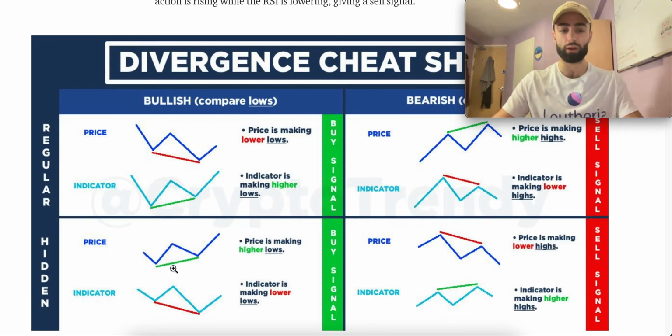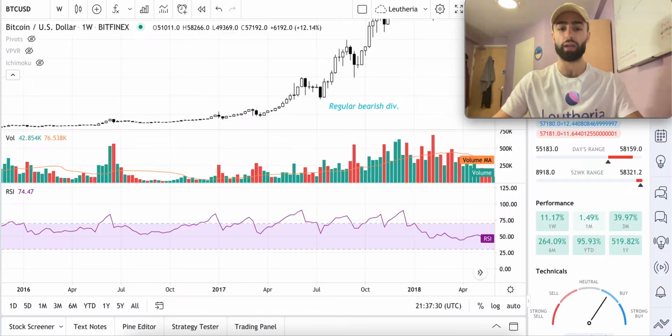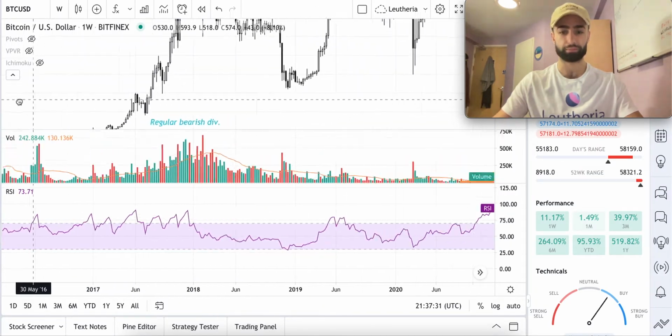This is when the price is making a higher low, but the RSI is making a lower low. So this is the reason why it's called a hidden bullish divergence, because if you're looking at the RSI, you're thinking, oh, we're losing strength, we're making a lower low. But the price is making a higher low here. So that's saying that we're still bullish. And so let's look at an example of a hidden bullish divergence.